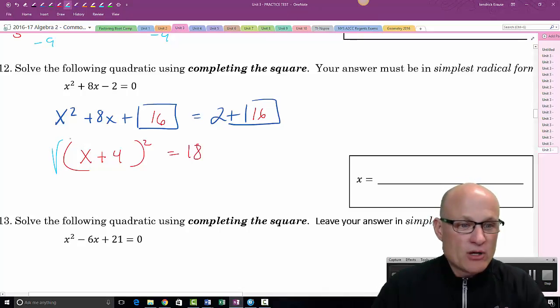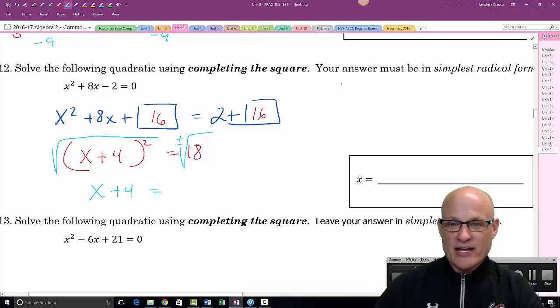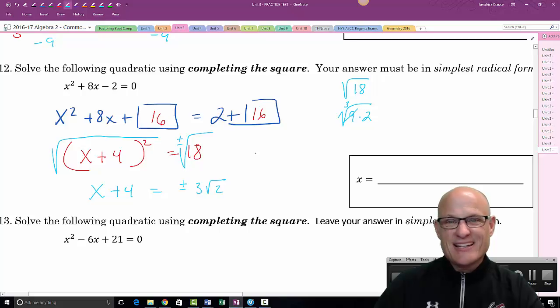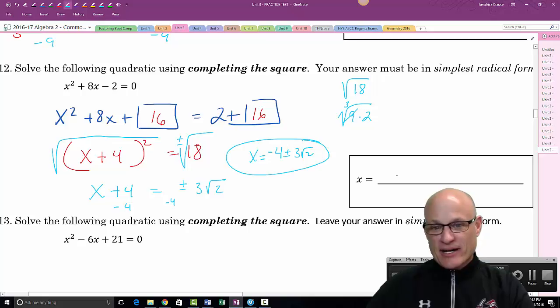I'm almost finished. Take the square root of both sides. Don't forget to put a plus or minus. You're going to lose some points. So I get x plus 4 equals. Now the square root of 18, I know I'm going to have to simplify. So hopefully by now you're getting good at this. 9 times 2. And the square root of 9 is 3. So this is plus or minus 3 square roots of 2. Now, don't be that kid that adds this 4 over, subtracts this 4 over, and puts it with the 3. It's not. It's x equals negative 4 plus or minus 3 square roots of 2. That's my answer. Negative 4 plus or minus 3 square roots of 2.